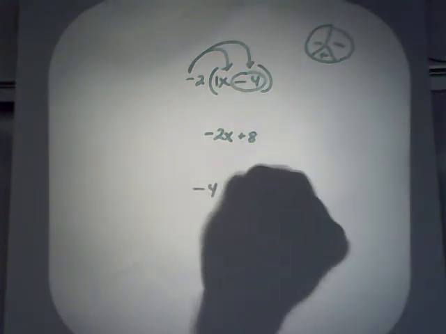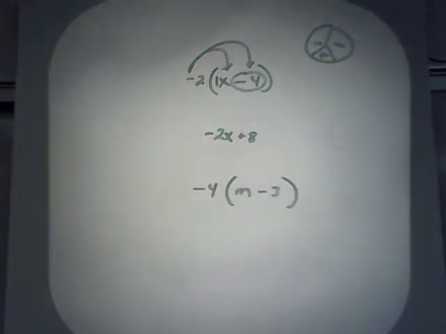Okay, let's try another one of these. Negative 4 times m minus 3. Write it down. Don't sit there and stare at me. Write it down.